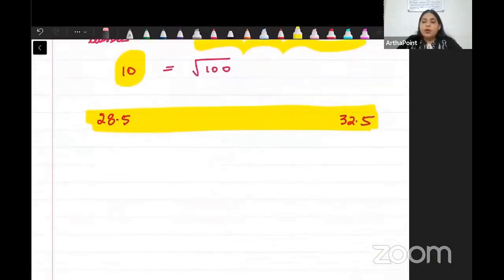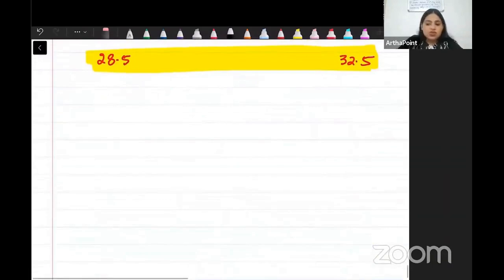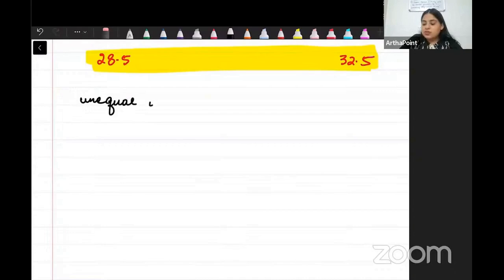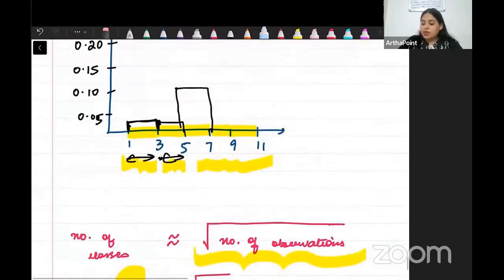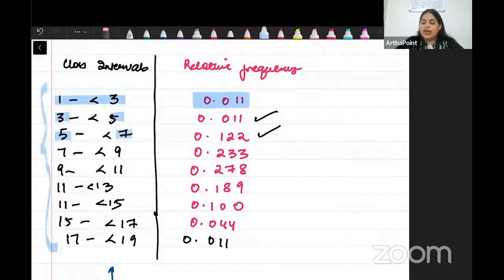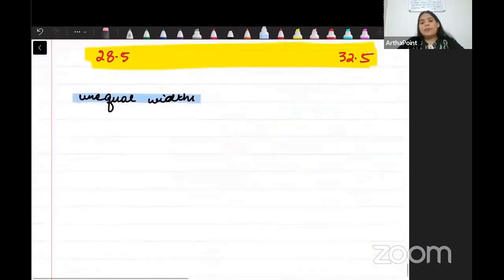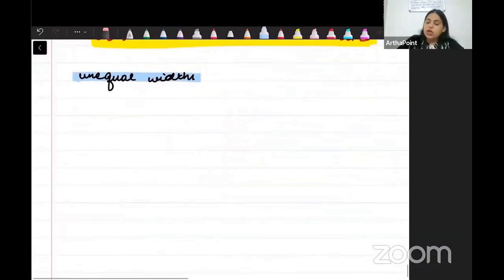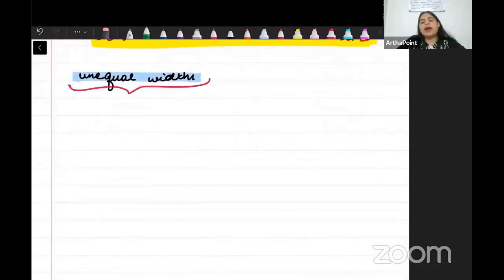Now, when I talk about my histogram, I have already told you that not always equal width is desirable. A lot of times you will have to go with unequal widths. What does equal width mean? Equal width means where we kept every gap as 2. 1, 2, 3 gap of 2, 3 to 5 gap of 2, 5 to 7 gap of 2. So I am keeping equal gaps, but always equal gap is not desirable. Sometimes you should be going with unequal gaps also.